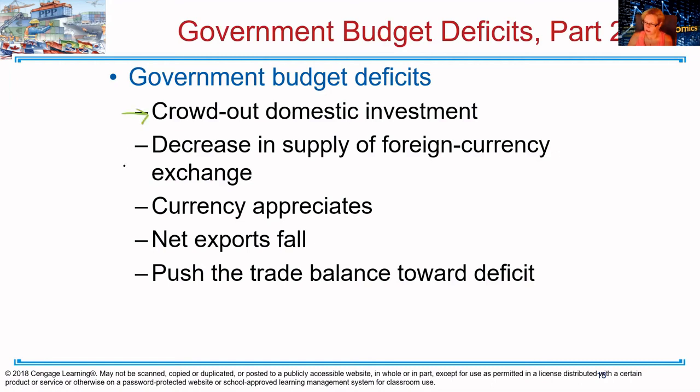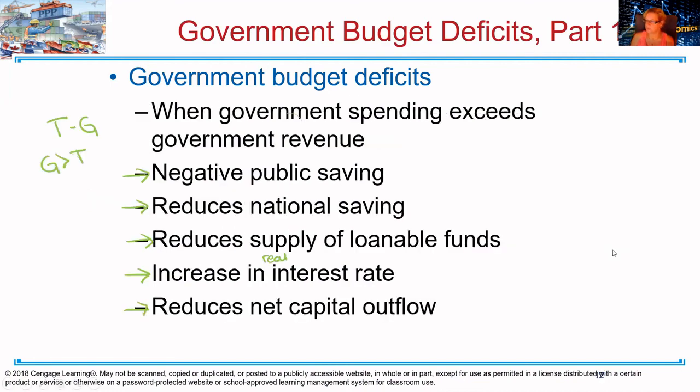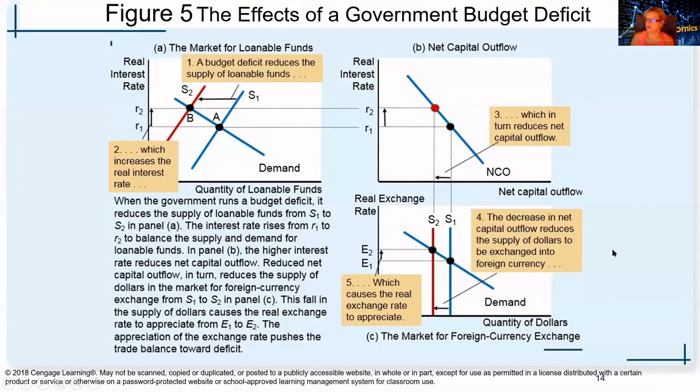Decreases the foreign exchange. Currency appreciates, real exchange rate goes up. Net exports fall because of that, and that pushes the trade balance toward a deficit. So we started with zero and now we're in a trade deficit. Why are we in a trade deficit? Because we said net exports has to be less than zero. So it has to be negative when the government runs a budget deficit. So these are the graphs which look through the same thing again. And if you'd like, you can go ahead and revisit those.